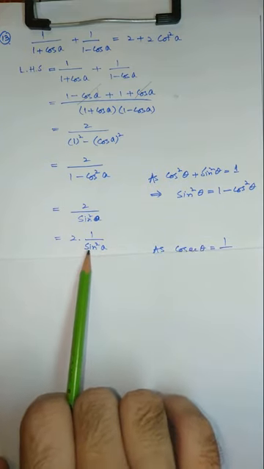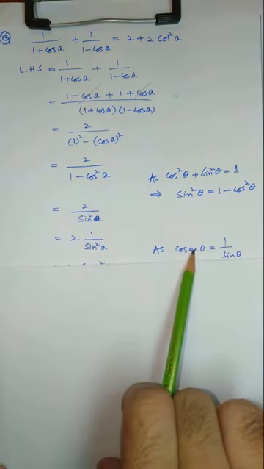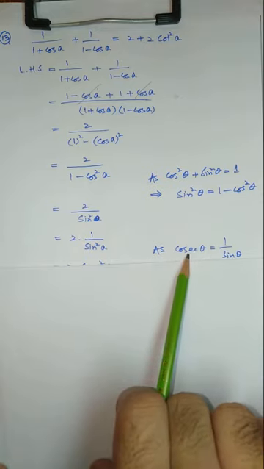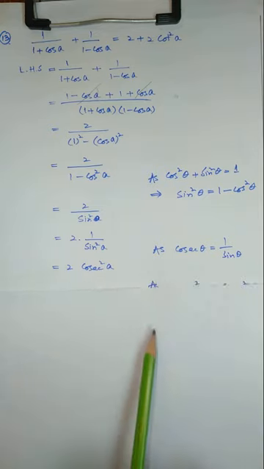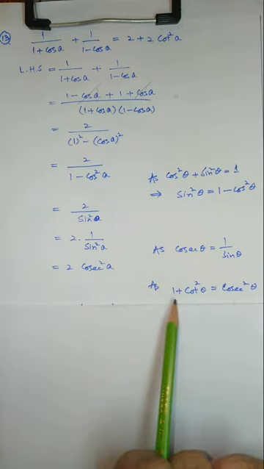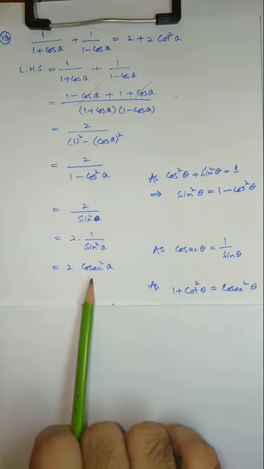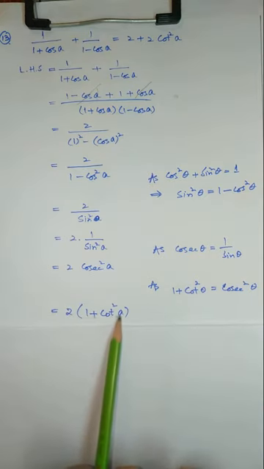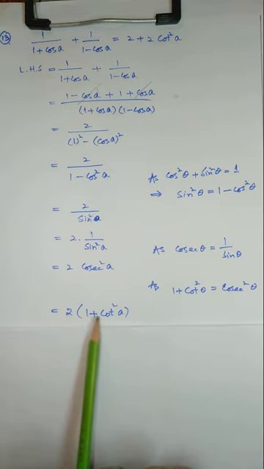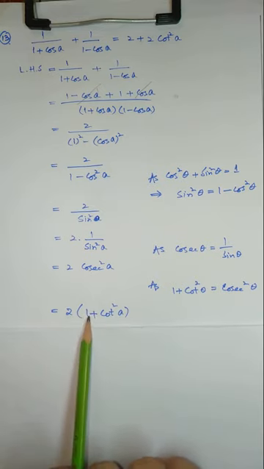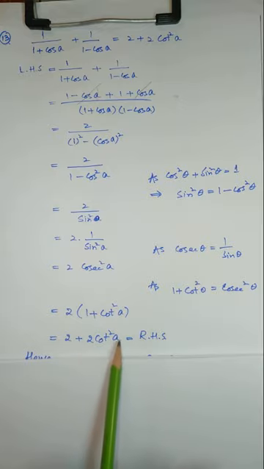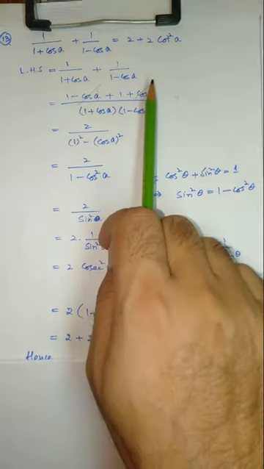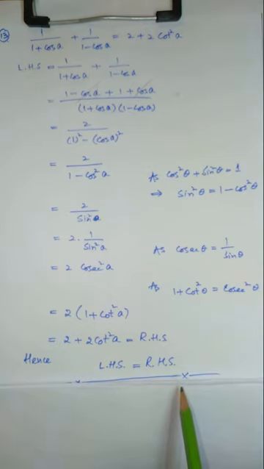And we know that 1 over sin a is equal to cosecant. 1 over sin is equal to cosecant theta. So this is equal to 2 cosecant square a. Now, as we know that cosecant square theta is equal to 1 plus cot square theta. So putting the value of this, which is equal to 2 times 1 plus cot square a. Now multiply this 2 with these two terms. First we multiply 2 with 1, then 2 multiply with cot square a, which is equal to 2 plus 2 cot square a, which is the right hand side. Hence the left hand side is equal to the right hand side.